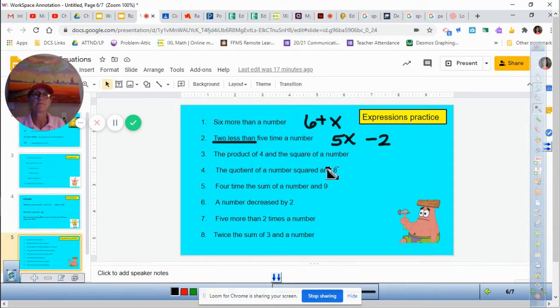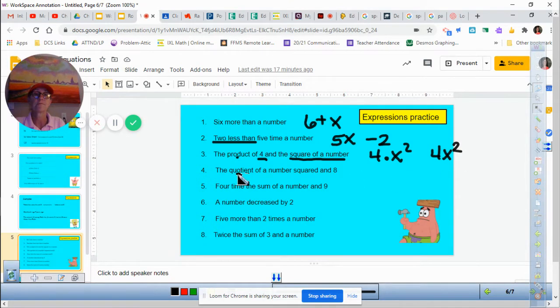There we go. Number 3, the product of 4 and the square of a number. The product means I'm going to be multiplying 2 things. 4 times x squared. But remember, in algebra, we don't like writing the multiplication sign. So what we really want to write is 4x squared.